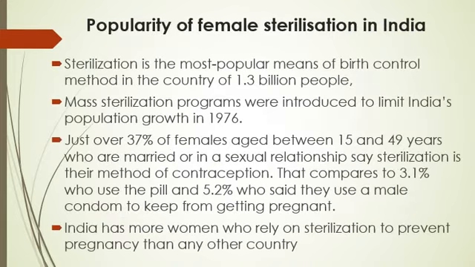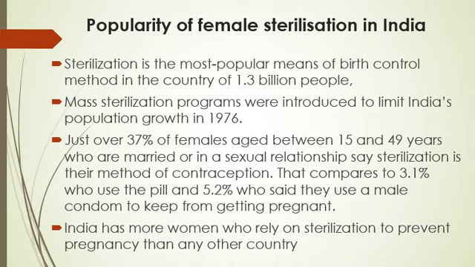So female sterilization is very popular in India, besides other methods. And it is the most popular method in the country of, we've got now 1.3 billion people. Mass sterilization programs were introduced to limit India's population growth in 1976, that is during the time of emergency. Sometimes unnecessary sterilizations also were done.